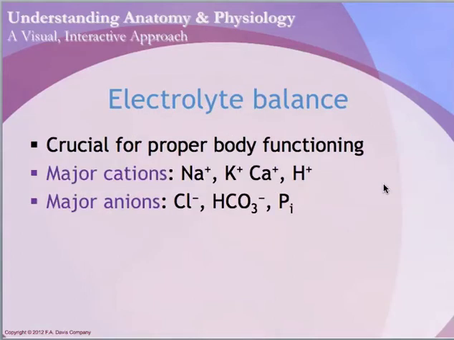So let's talk about some electrolytes. Electrolyte balance certainly is very, very important. Electrolytes drive chemical reactions. They affect the distribution of the body's water content and determine a cell's electrical potential. So all very important things. The major cations are sodium, potassium, calcium, and hydrogen. So those are those abbreviations there. You can see that the cations are all positively charged ions. And then the major anions are chloride, bicarbonate, and phosphorus. And those are all negative ions.